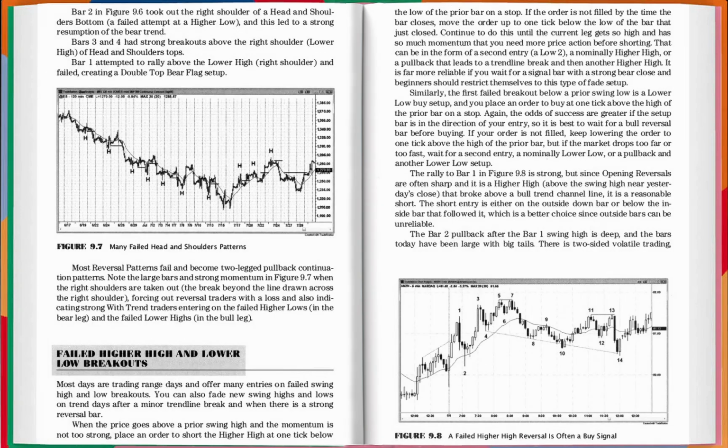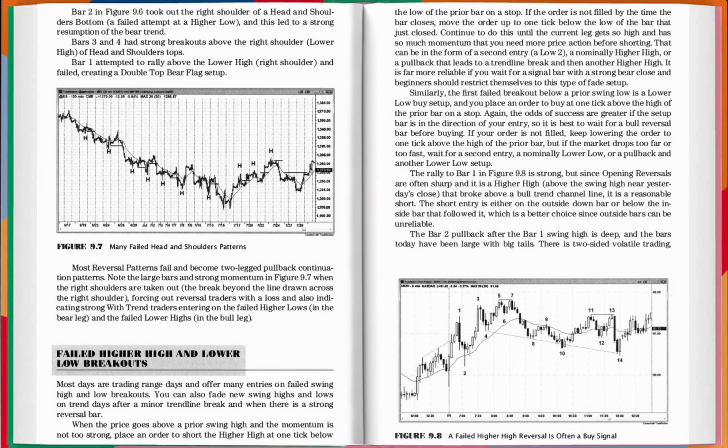Bar 2, in figure 9.6, took out the right shoulder of a head and shoulders bottom, a failed attempt at a higher low, and this led to a strong resumption of the bear trend. Bars 3 and 4 had strong breakouts above the right shoulder, lower high of head and shoulders tops. Bar 1 attempted to rally above the lower high right shoulder and failed, creating a double top bear flag setup. Most reversal patterns fail and become two-legged pullback continuation patterns.